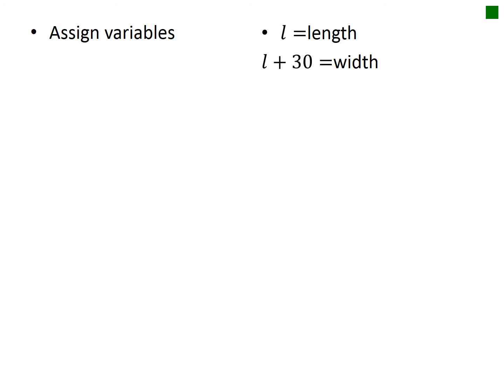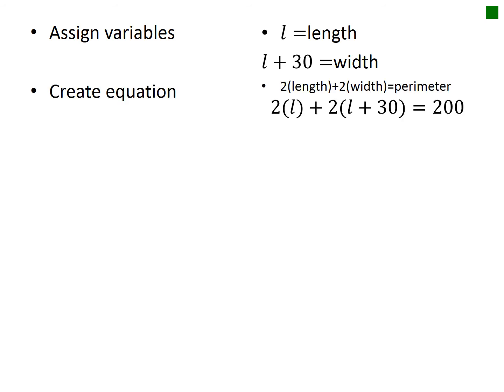What we are told is that the width is 30 feet more than the length, and so we can express our variables this way. There is an equation that expresses the relationship of perimeter in a rectangle. 2 times the length plus 2 times the width is equal to the perimeter. But you could also write this equation as length plus width plus length plus width is equal to the perimeter.